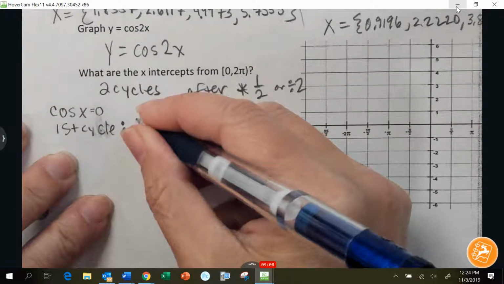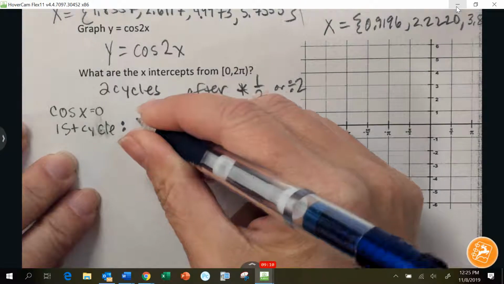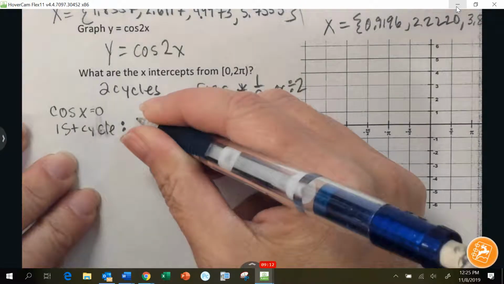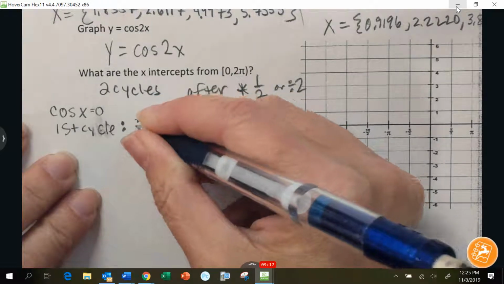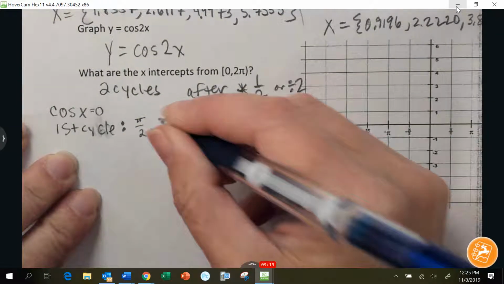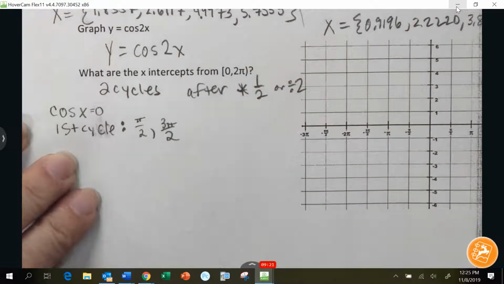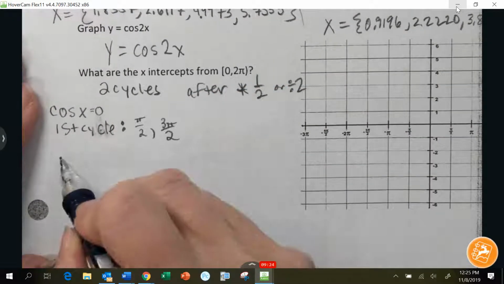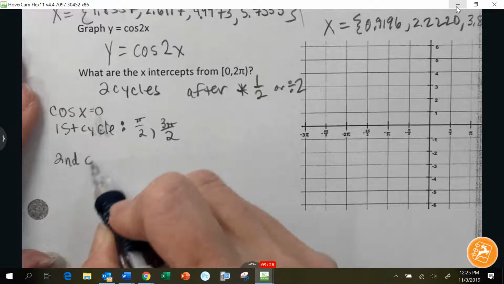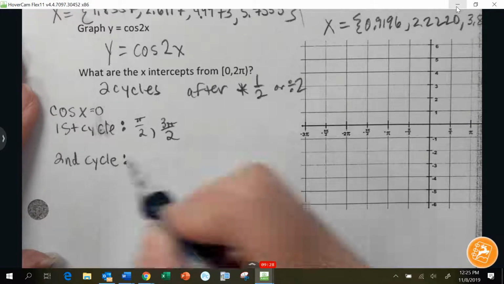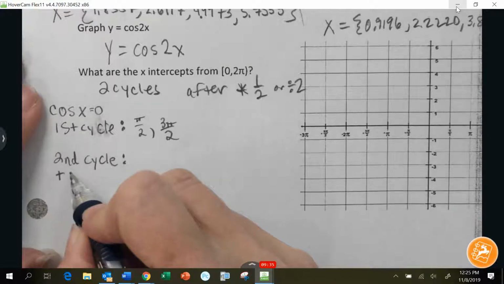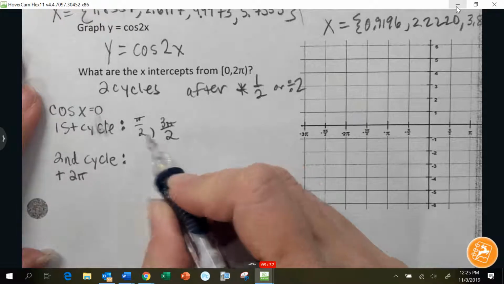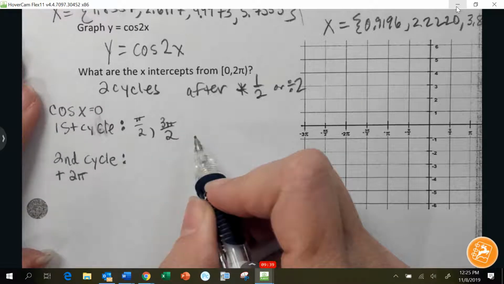What were our first cycle angles? Participate so we get done. Pi over 2. What is our second one? 3 pi over 2. But then, because there's 2 cycles, I have a second cycle. To get the second cycle, that's the next 2 pi. So I'm actually going to add 2 pi to each of these first cycle answers.